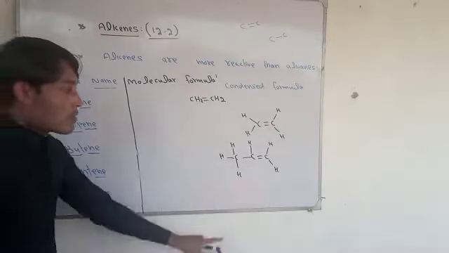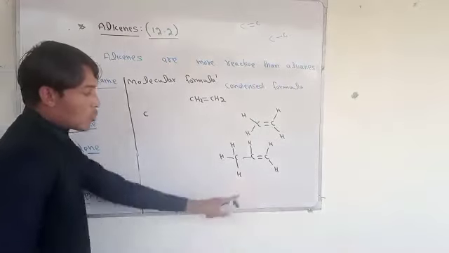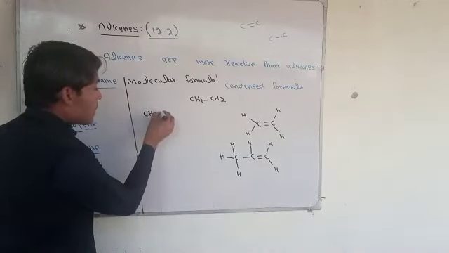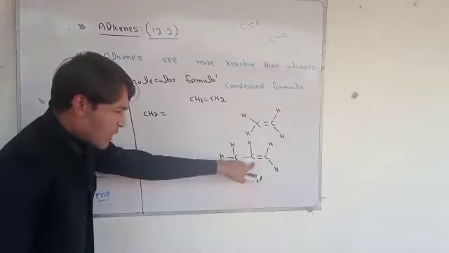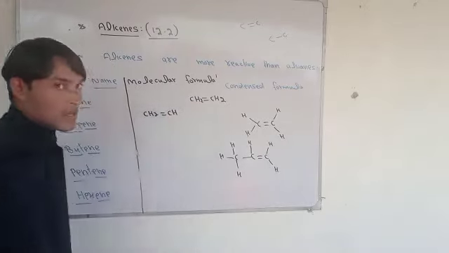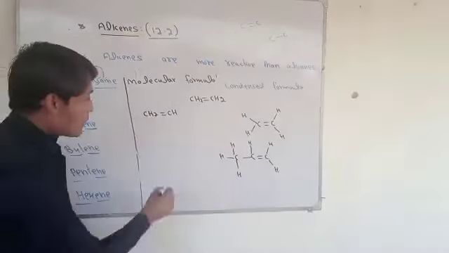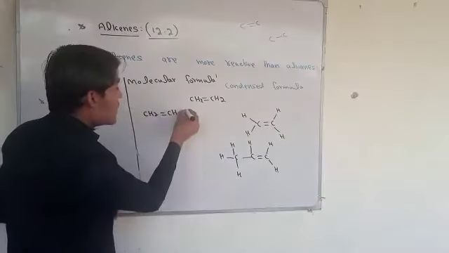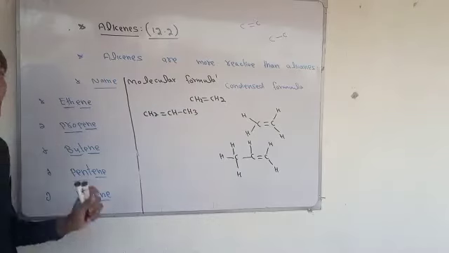Now how to draw it? First, carbon number 1. How many hydrogens are attached? 2. So you can write H2 double bond. The next carbon, how many hydrogens are attached? Only one, so we write CH. Is it clear? Look here, simply CH. Then a single bond is there. What kind of bond is this? A single bond. And then the carbon, so we write CH3. So this is called the condensed formula for propene.